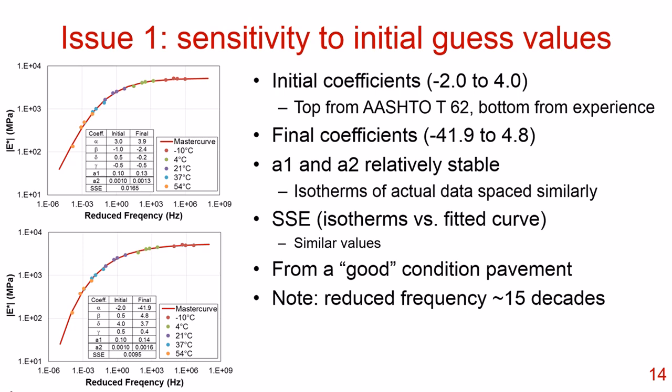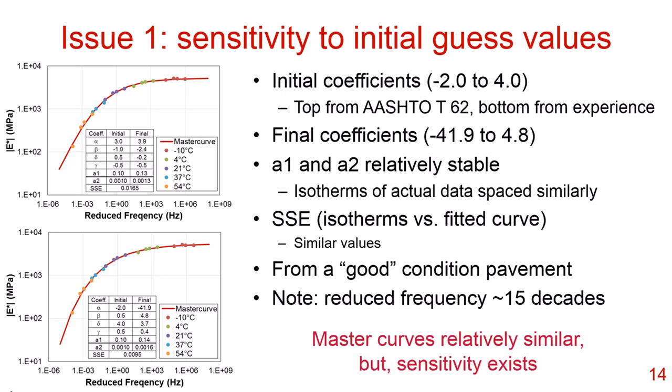And you'll notice that the reduced frequency is about 15 decades. So it goes from 1 × 10 to the -6 all the way up to 1 × 10 to the +9. So there's about 15 decades of data here. And that's what I mean when I say that the isotherms of actual data are similarly spaced. So we have a little bit of overlap between each isotherm, which is important. And that's kind of how we get our initial A1 and A2 guess values as well, because we want the highest testing temperatures to match up with the lowest testing temperature of adjacent isotherms.